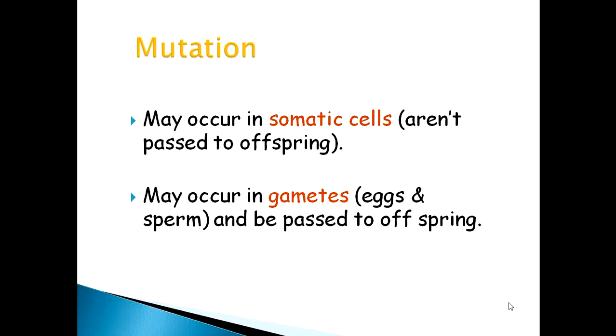Mutation may occur in somatic cells, or it may occur in gametes. Eggs and sperm can pass the mutation to offspring.